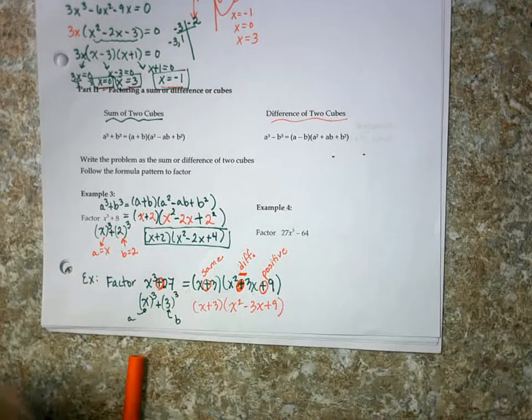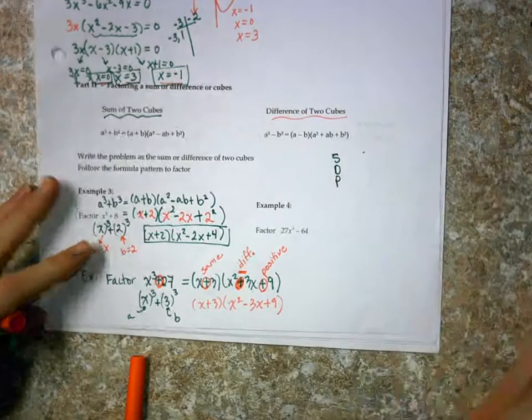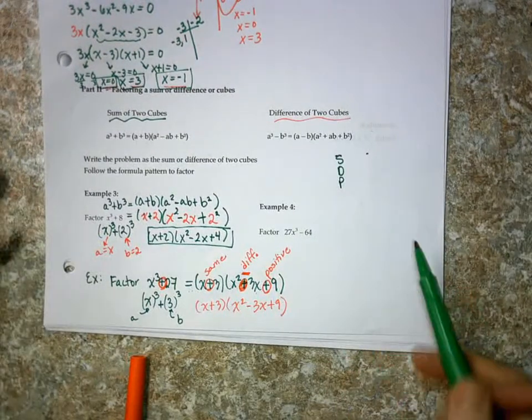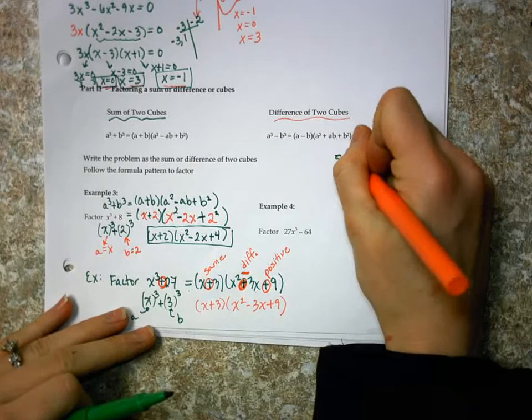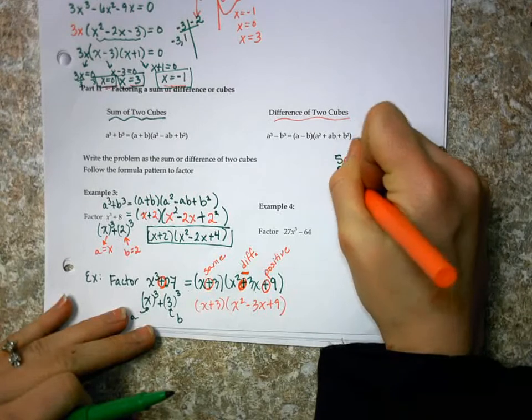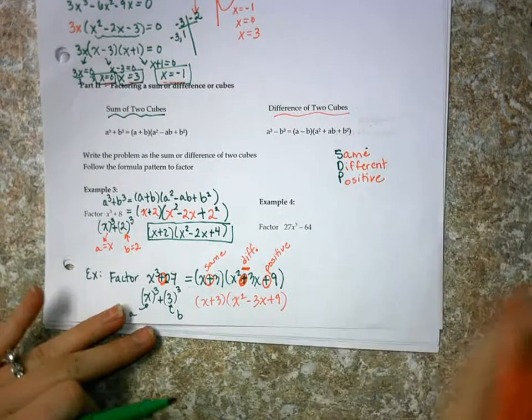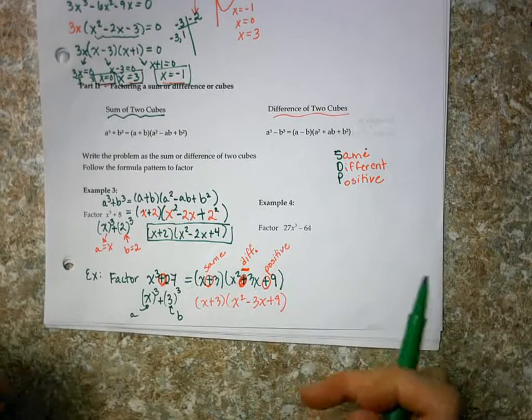So if you want to write the memory tool off to the side, SDP, you'd think of San Diego Padres to help you remember those letters, but they stand for the signs, which are same, different, and then positive. Okay, let's try factoring one more just to make sure that we have this pattern down.